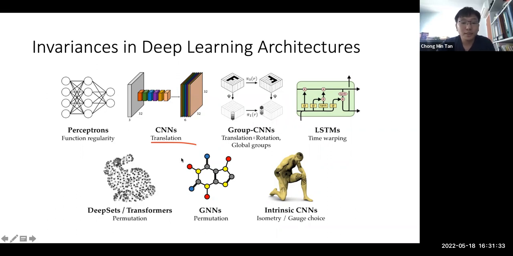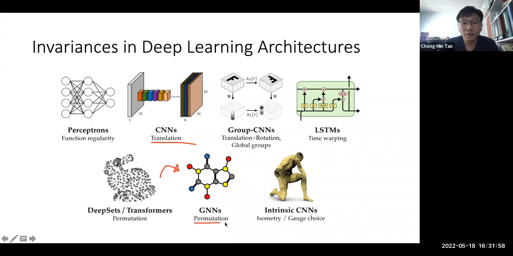Okay, so LSTMs. Then we move on to deep sets or transformers. Maybe we just touch on transformers because it's the more popular architecture for sequence data, mainly used in NLP, natural language processing. This exhibits permutation invariance, because you can express transformers as a form of graphs. We will see that later.